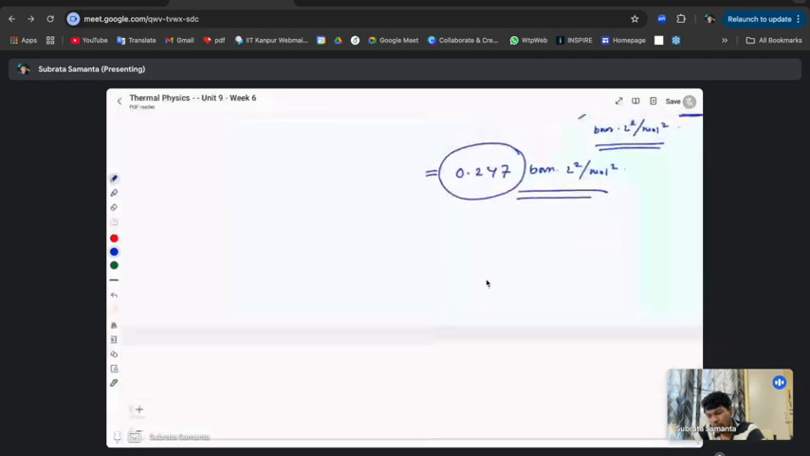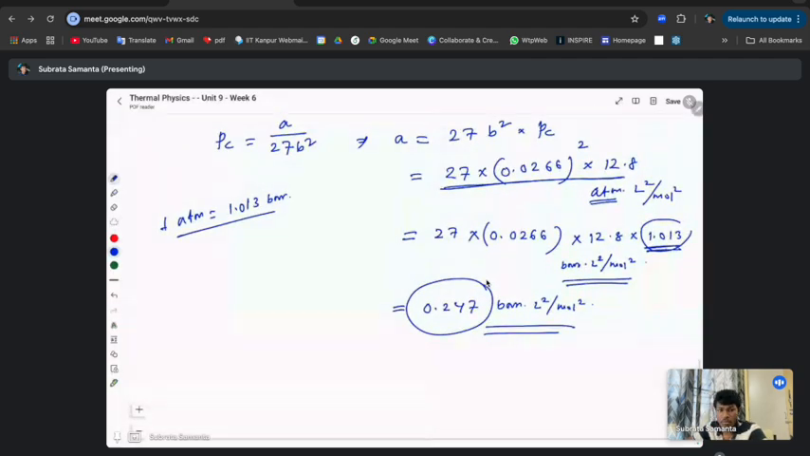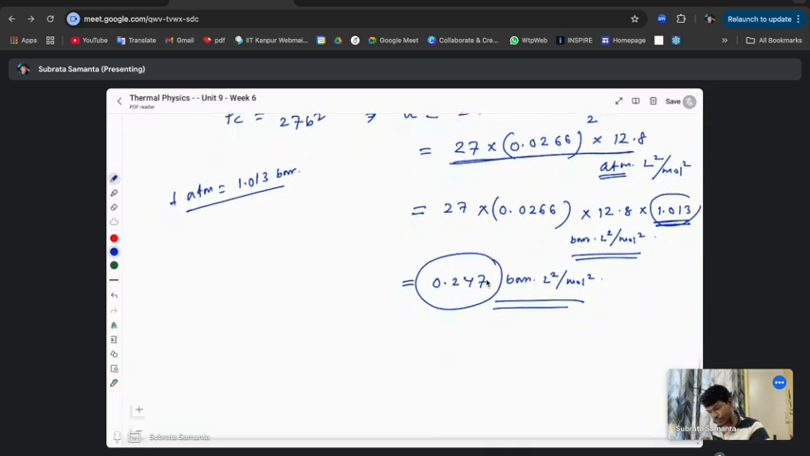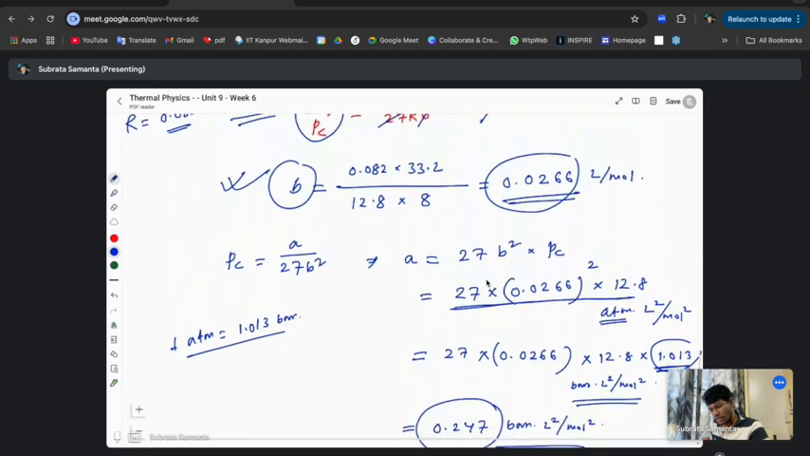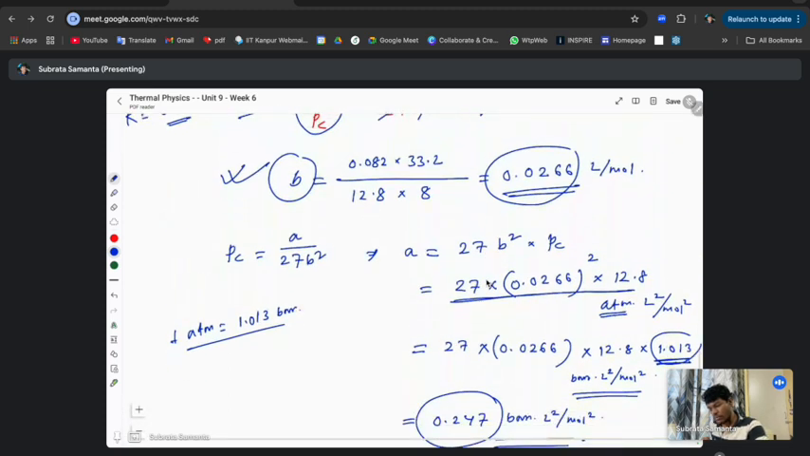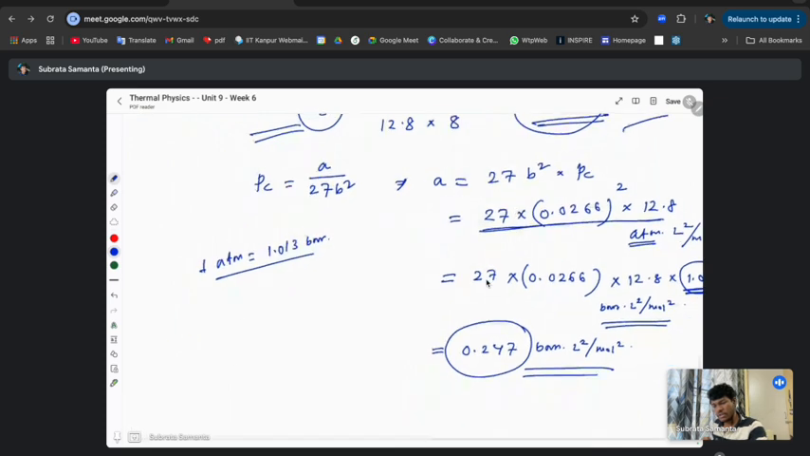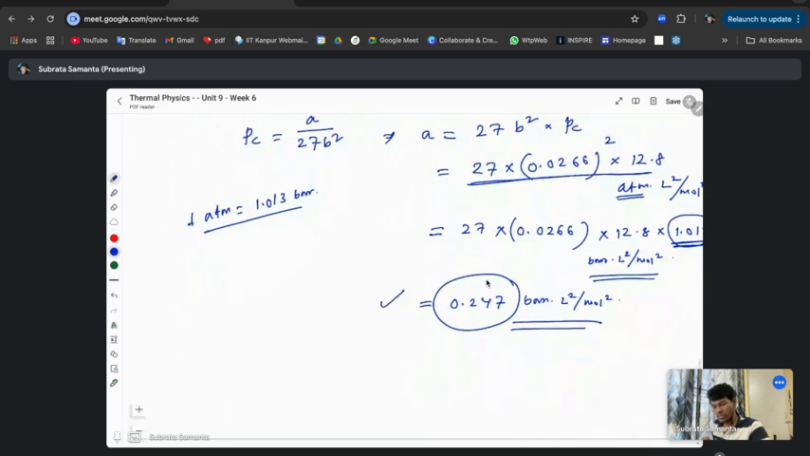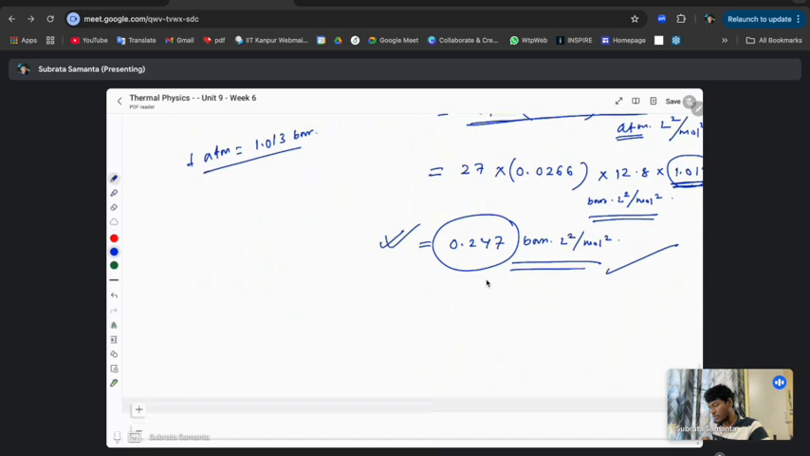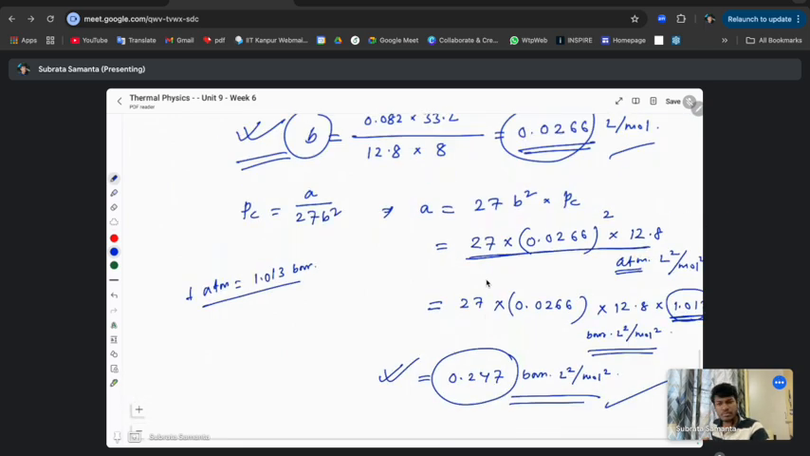This number is important, 1.013. You have to multiply with this. That is one of the crucial points in this problem. So we calculate the values of B, and using these values of B we can calculate the values of A.